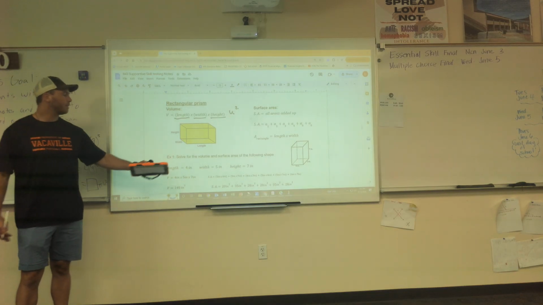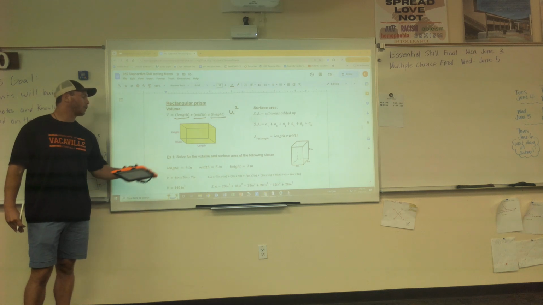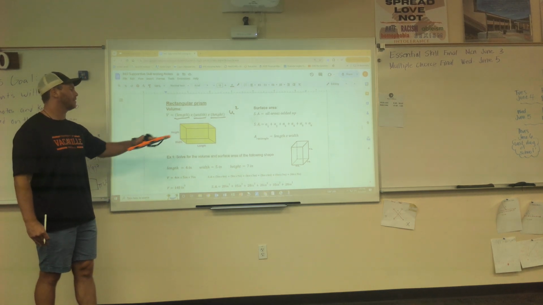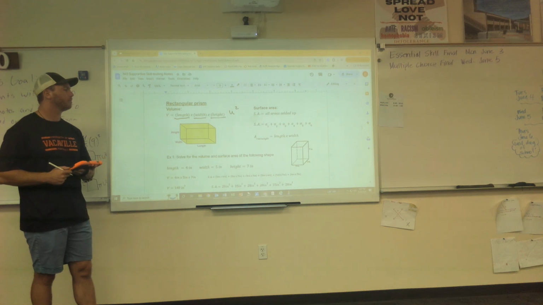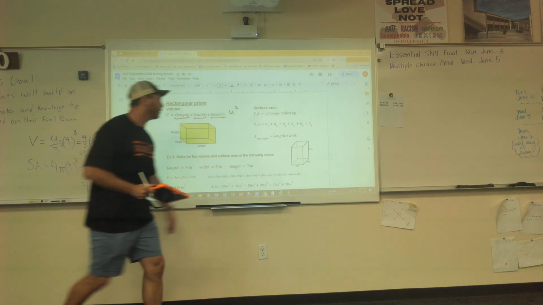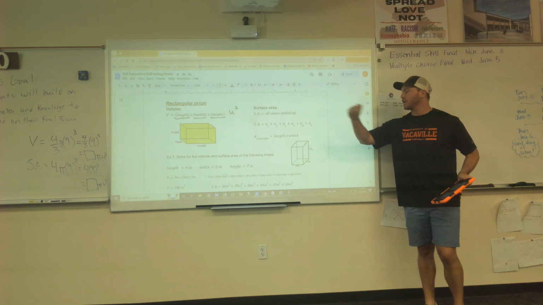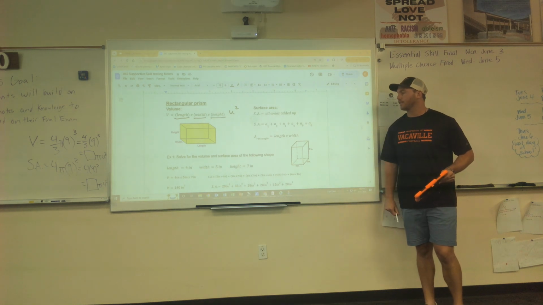So if we look at our example for number 1, we're given the length, width, and height of a triangle. Or sorry, not triangle, a rectangular prism. Here, it's 4, 5, and 7. So under length, I'm just saying it's 4 inches. Under width, it's 5 inches. And height is 7 inches.